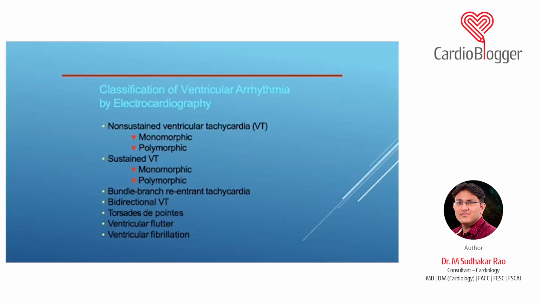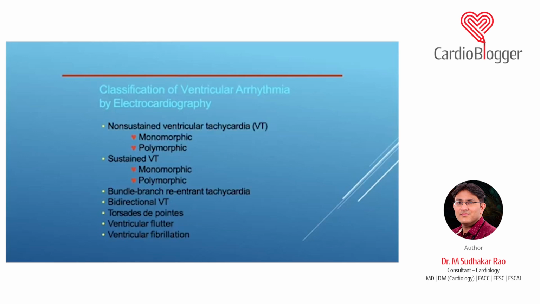Sometimes we can have a bidirectional ventricular tachycardia, which we usually see in patients with digitalis toxicity or catecholaminergic polymorphic VT, or sometimes in aconite poisoning. So these are the three differential diagnoses of a bidirectional ventricular tachycardia.